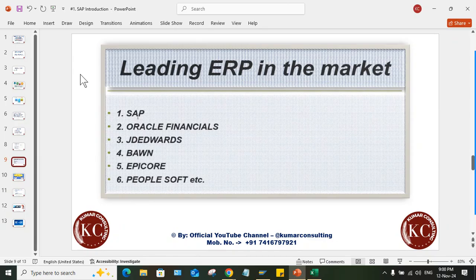Now, two kinds of ERPs are there. One is called standard ERP and the second one is called customized ERP. Okay. So standard ERP means what? If you talk about SAP, this is called standard ERP. Standard ERP means, let's suppose you guys are learning this SAP from here, in the sense that you learn SAP in India. Now what will happen? Once you become an SAP consultant, there is no guarantee that you are going to get only Indian projects. You can get projects from USA, from European countries, Australia, Canada, anywhere.